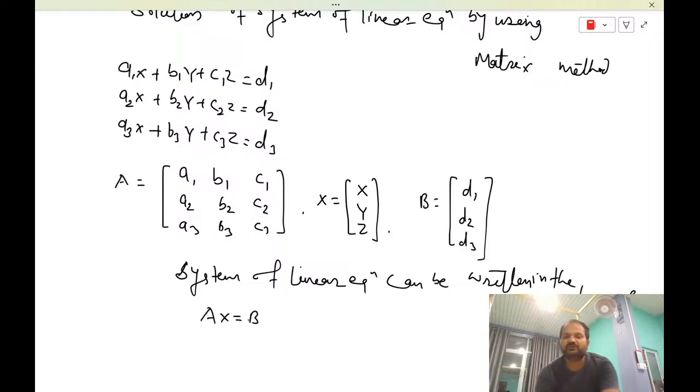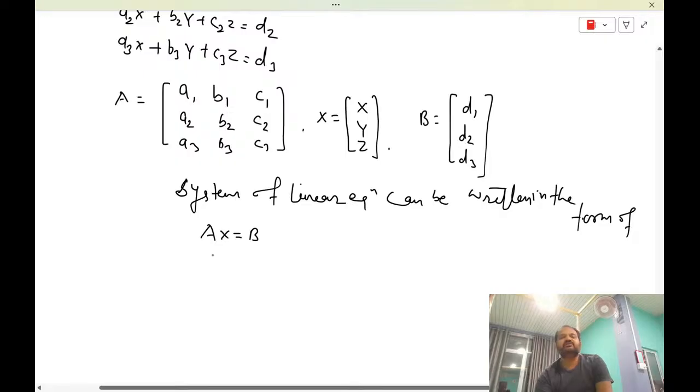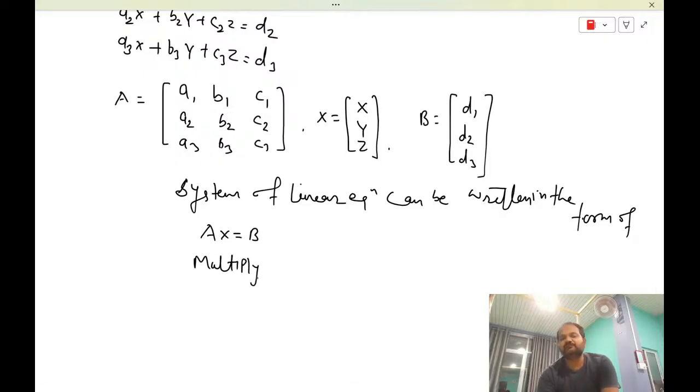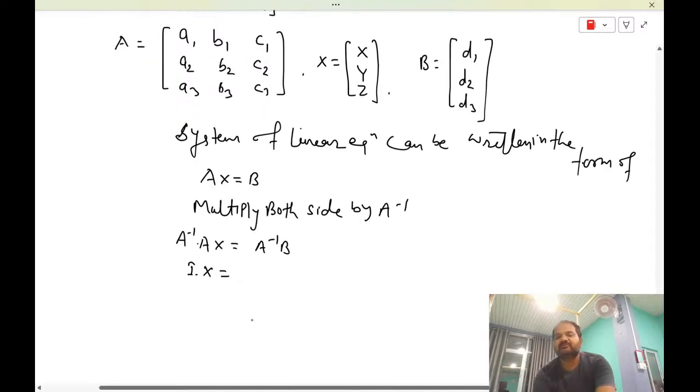Ax is equal to b. From here we can say that we will multiply both sides by A inverse. If we multiply both sides by A inverse, we get A inverse into x on the left and A inverse into b on the right. A inverse into A becomes I, the identity matrix, and the right side will be A inverse b.